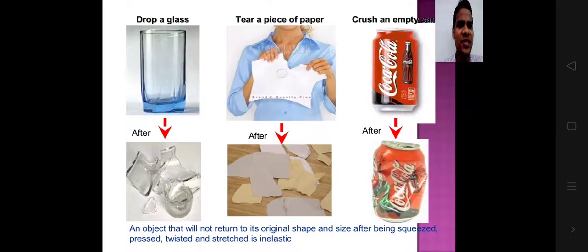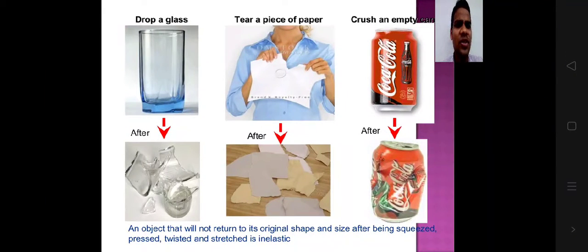Now let us understand this with this slide here. You apply force on the glass, it breaks into pieces, you cannot regain the shape. Tearing a piece of paper, crushing an empty Coke can. All these things do not regain their original shape. That means you're applying force and they're permanently deformed. So they are called inelastic. So remember, elasticity is a property wherein the object can regain its shape, and in inelasticity, the object cannot regain its shape.